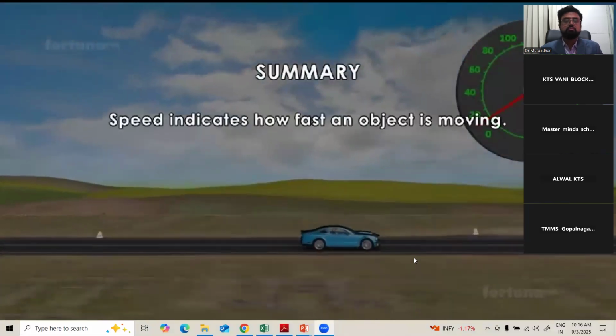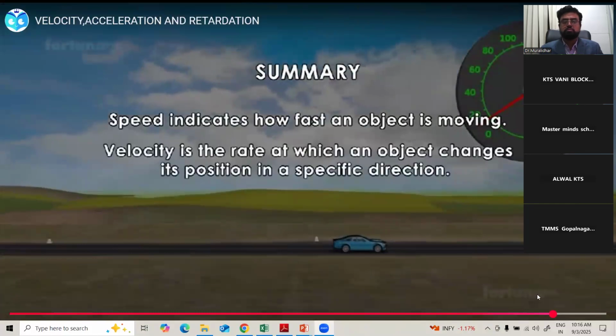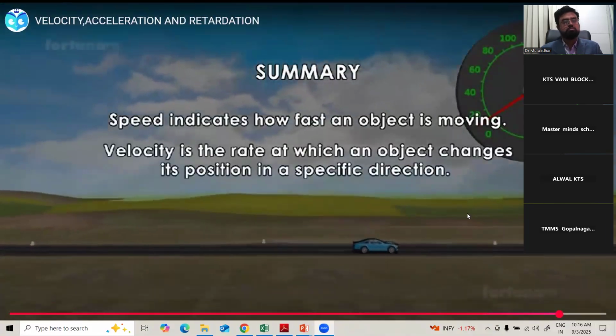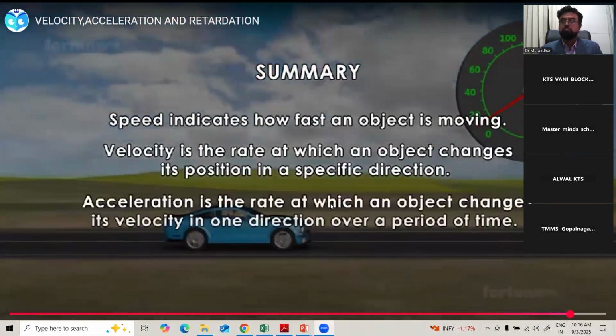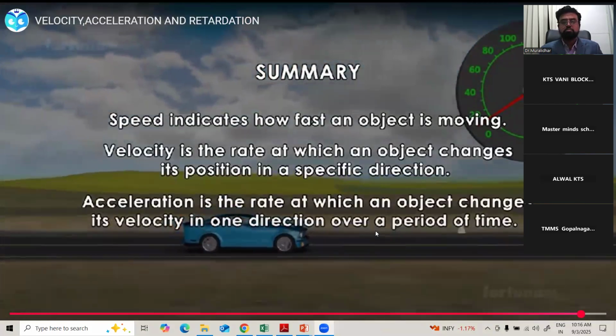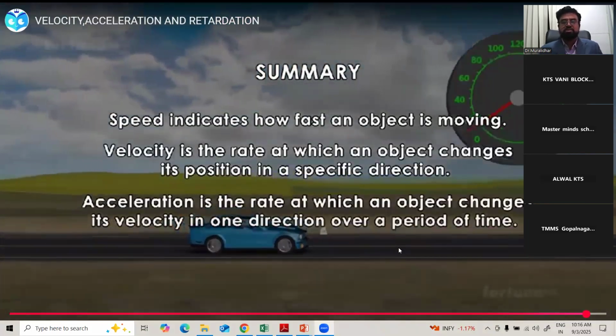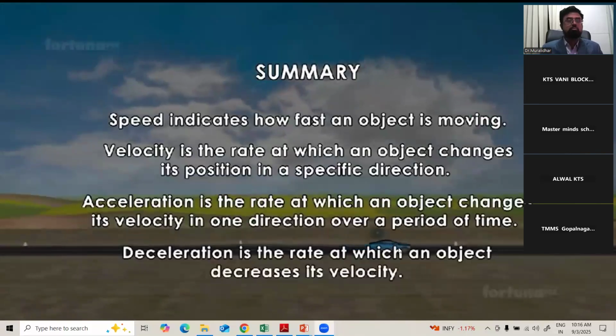Summary. Speed indicates how fast an object is moving. Velocity is the rate at which an object changes its position in a specific direction. Acceleration is the rate at which an object changes its velocity in one direction over a period of time. Deceleration is the rate at which an object decreases its velocity. So you can note down these points.